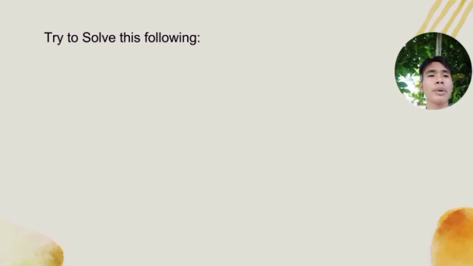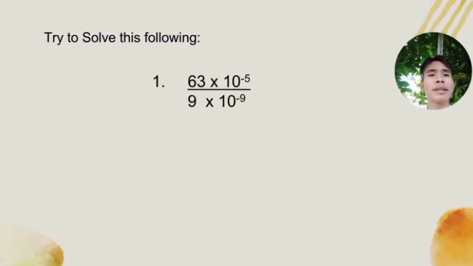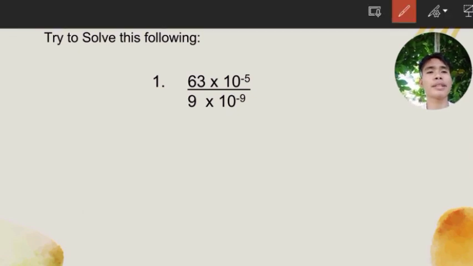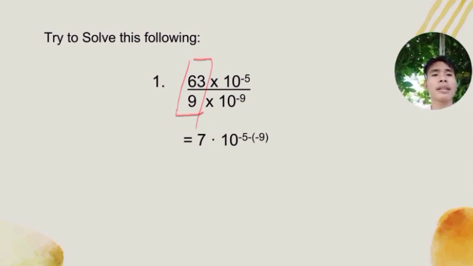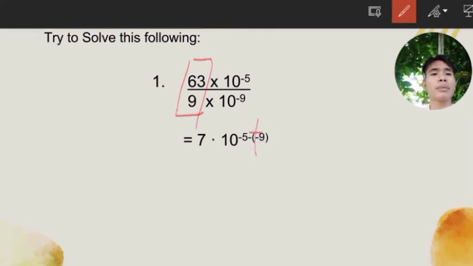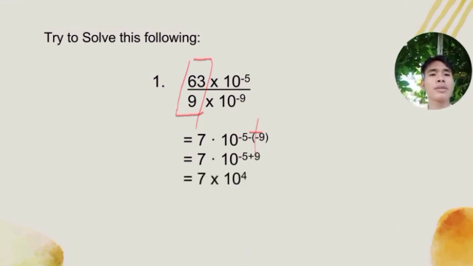Okay, try to solve the following. 63 times 10 to the power of negative 5 divided by 9 times 10 to the power of negative 9. So, the coefficients are 63 and 9. So, ito siyang is-solve. The answer is 7. Then, the exponent is negative 5 minus negative 9. So, it will become positive na here in between. So, 7 times 10 to the power of negative 5 plus 9 equals 7 times 10 to the power of 4.